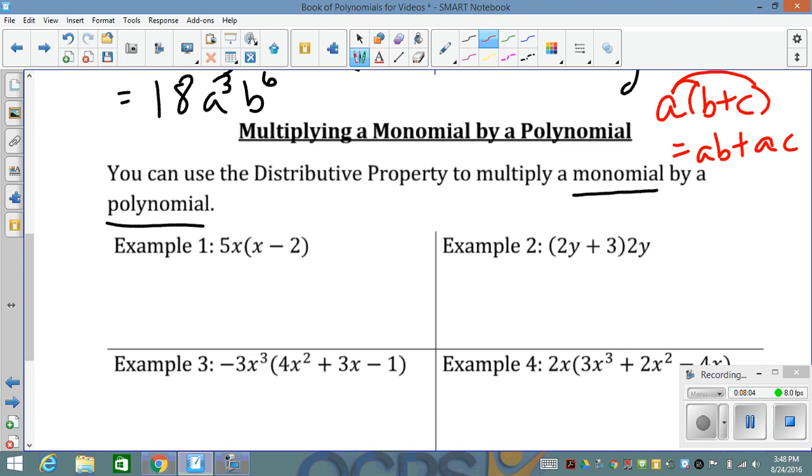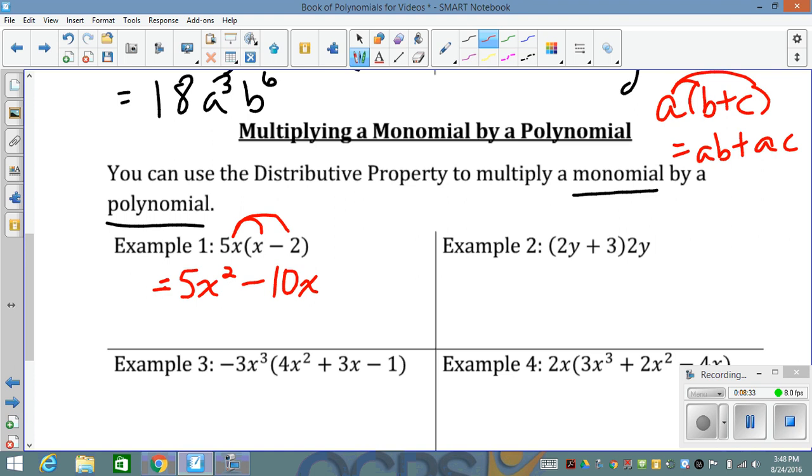starting with example 1. Here we go. So I'm going to do 5x times x. So it's 5 times 1, which is 5, x times x, which is x squared. Then 5x times negative 2. So it's going to be a negative. 5 times 2 is 10. There's nothing to multiply with the x, so it just stays x. And done.